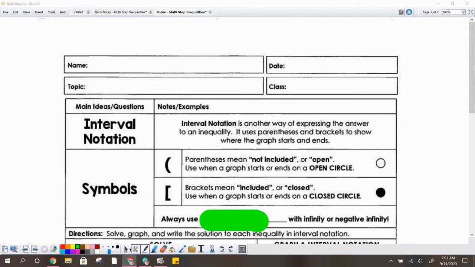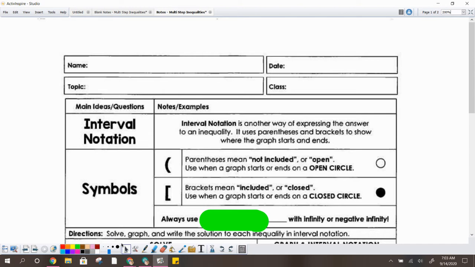So today we're going to talk about multi-step inequalities. And there's a different format that we can write our answers in, which is what we're going to be focusing on this week. The format is called interval notation, and it's just another way of expressing the answer to an inequality. It uses parentheses and brackets to show where the graph starts and where it ends.